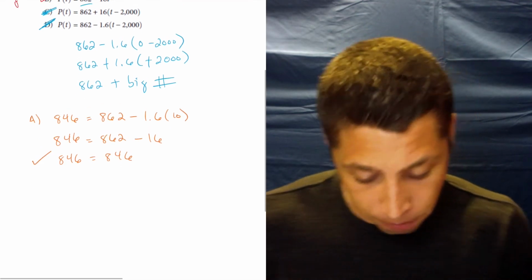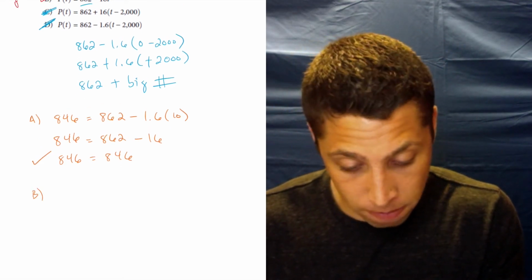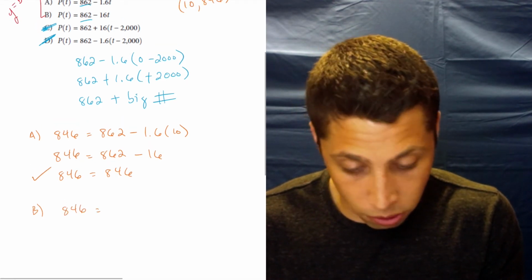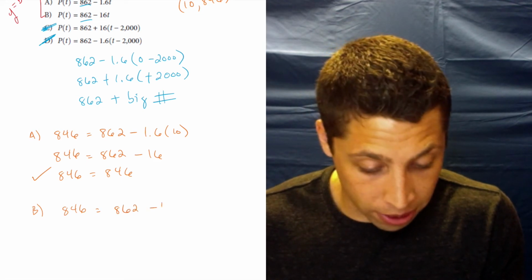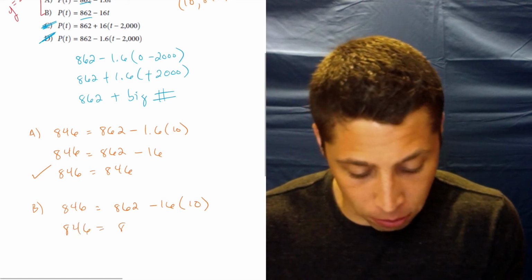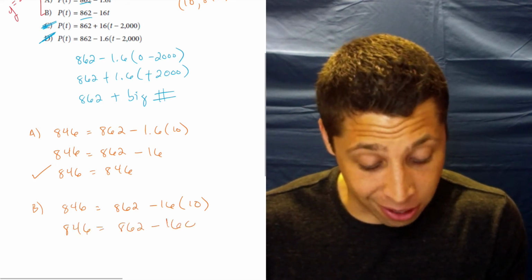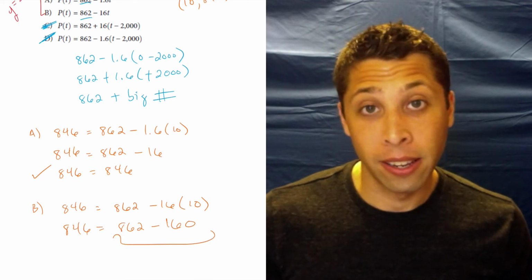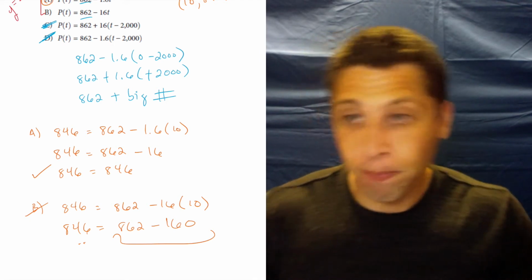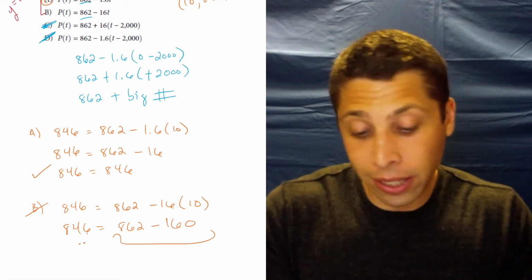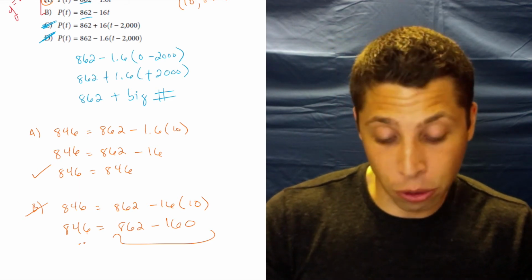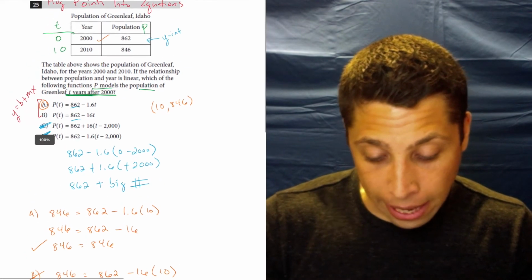Okay. Let's do B, though. Let's try it out. Just make sure. It's the same thing. We got 846 is equal to 862 minus 16 times 10. So this I can tell right away is going to be wrong, because 16 times 10 is 160. That's way too big to be subtracting to get 846. So there we go. A is the answer. And it really didn't involve that much of a deep understanding of the actual story. We just used the fact that there are equations and points to get it.